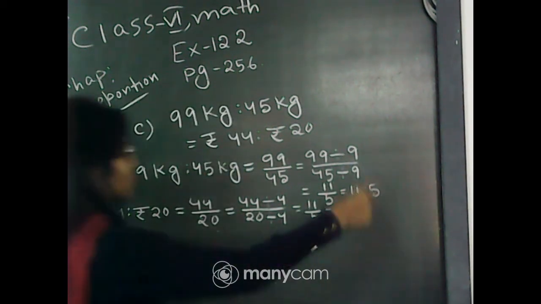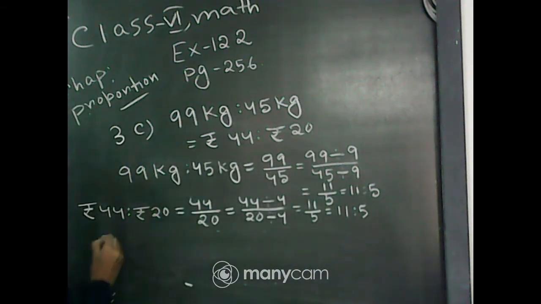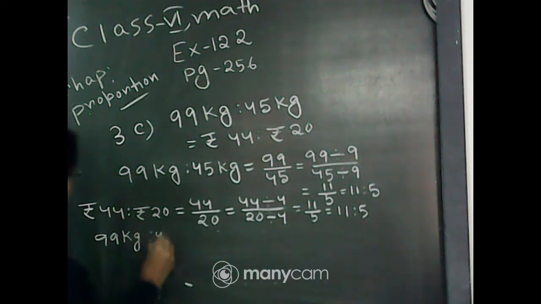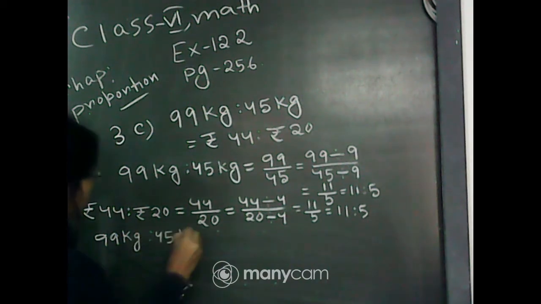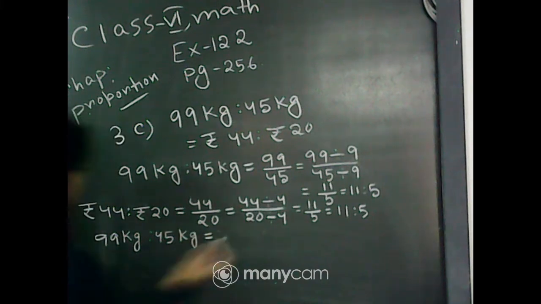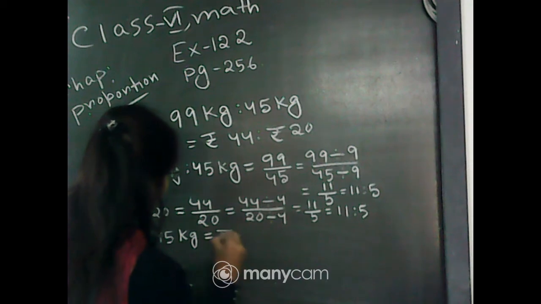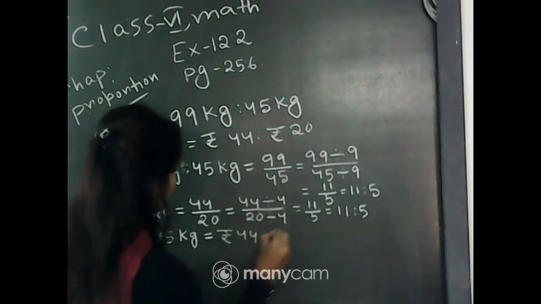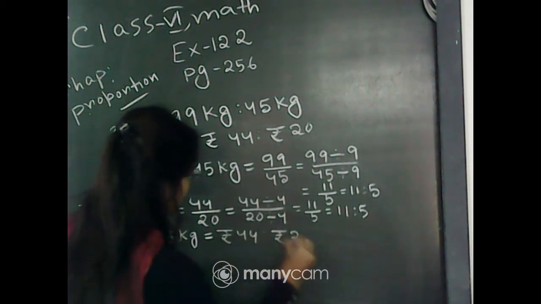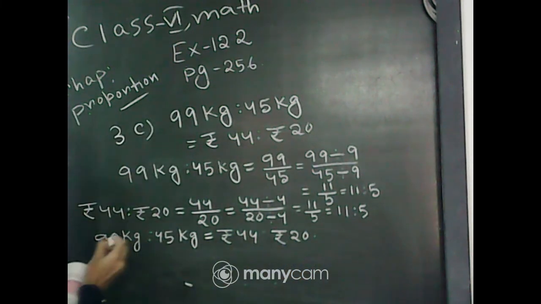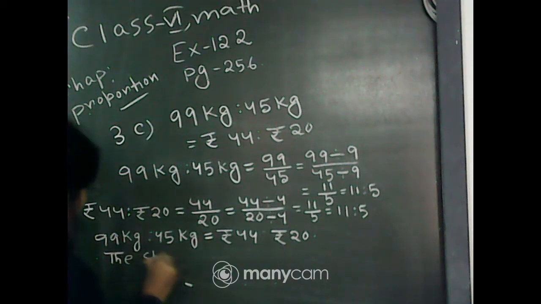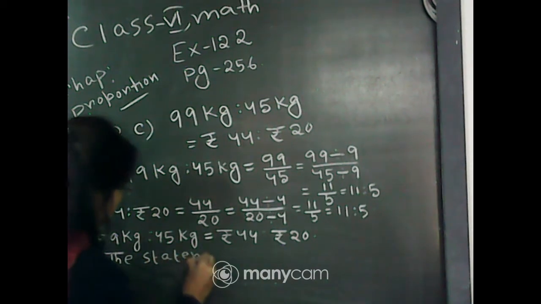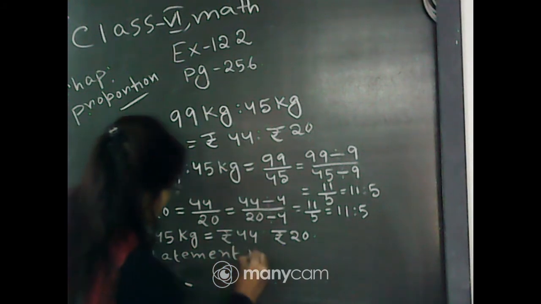Here both the ratios are equal. So, we can say that 99 kg is to 45 kg is equal to rupees 44 is to rupees 20, that is, they form a proportion. Therefore, the given statement is true, isn't it?